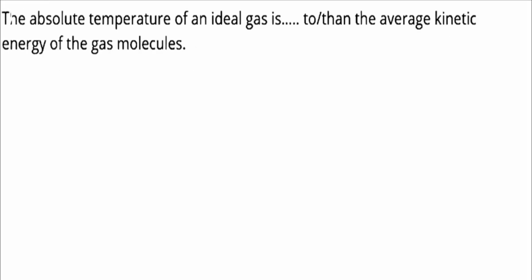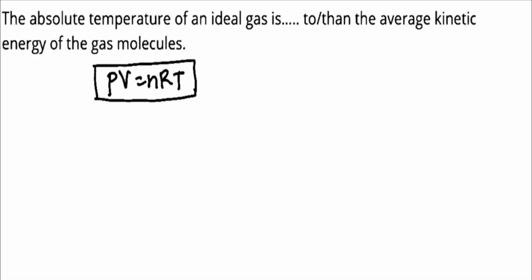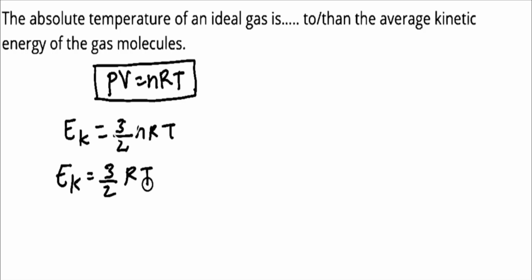Hello everyone, so in this question it is given the absolute temperature of an ideal gas is dash 2/10, then the average kinetic energy of a gas molecule. So basically when we talk about an ideal gas, we have an ideal gas equation which is given as PV equals nRT. So this is the ideal gas equation. So when we're dealing with the ideal gas we have a kinetic energy. So this kinetic energy, that is EK, is given as 3/2 times nRT. So basically if we write this for 1 mole of a gas, then it is equal to 3/2 times RT. So this is the kinetic energy of a gas.